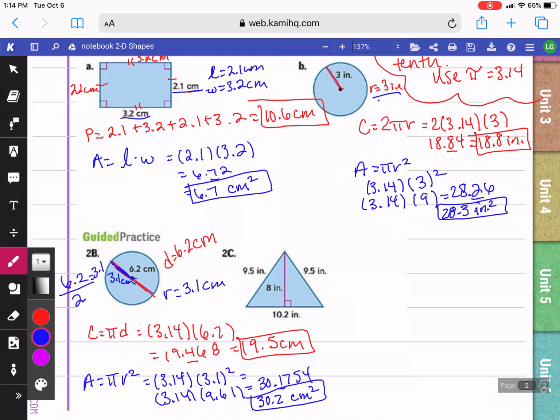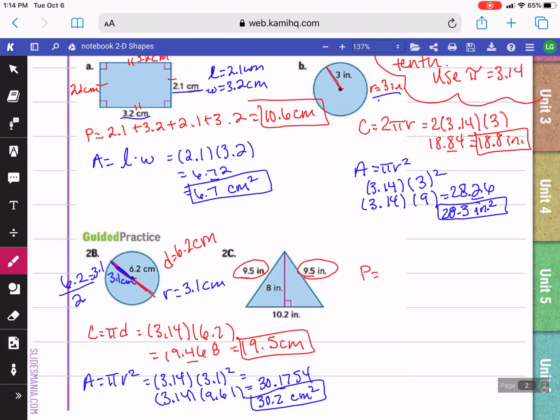Our last example here is a triangle. So for perimeter, remember, you're just adding all the sides. So I'm going to add 9.5, 9.5, and 10.2, everything around the triangle. That comes out to 29.2, and my units are inches.